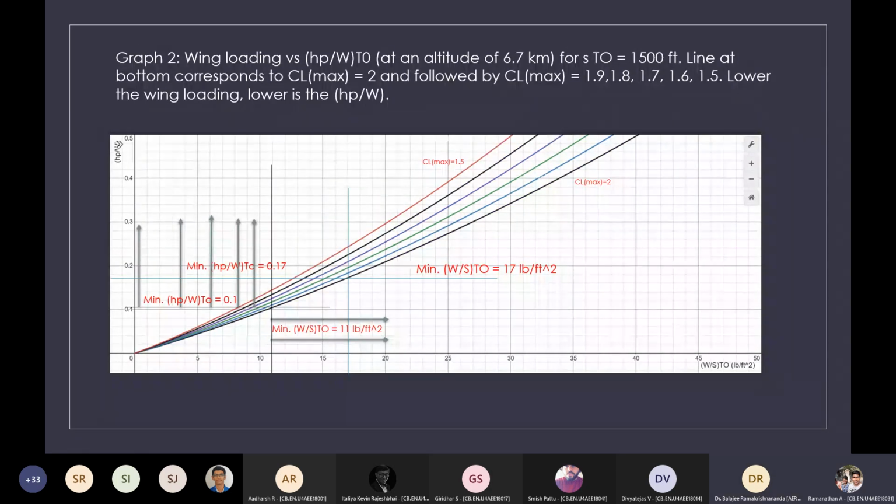So now every graph is for altitude 6.7 kilometers, so that if you want to fly near Pakistan also, the problem won't be there. This particular graph is for takeoff length of 1,500 feet, which I thought would be better for short takeoff and landing in comparison to the reference aircraft.